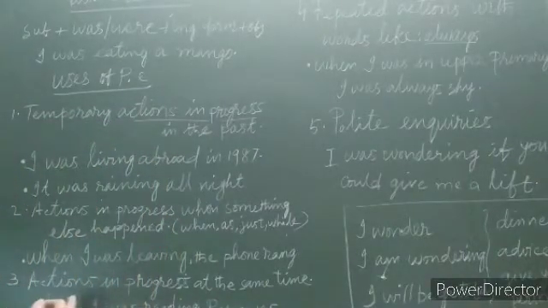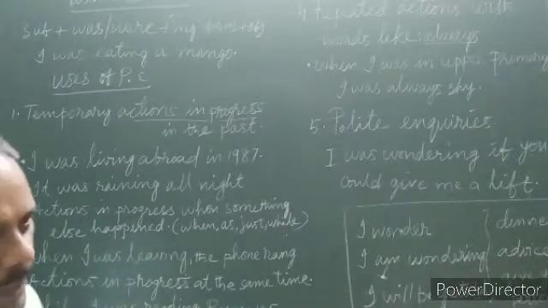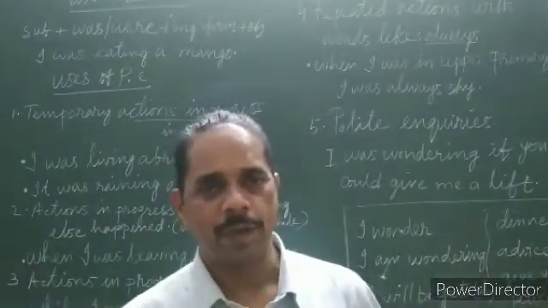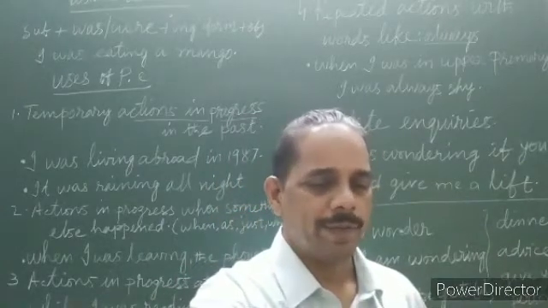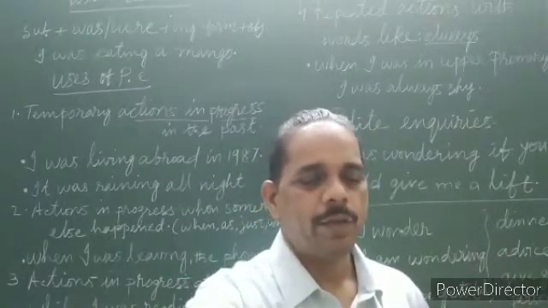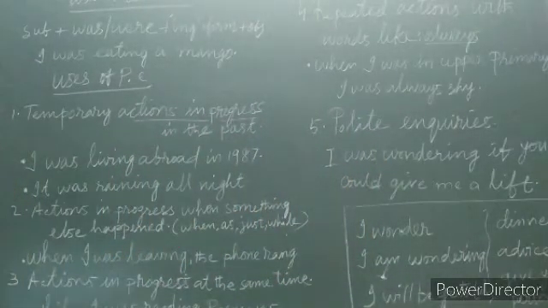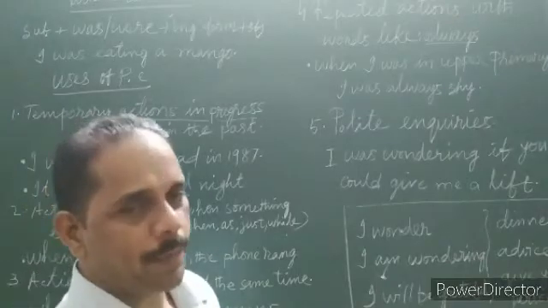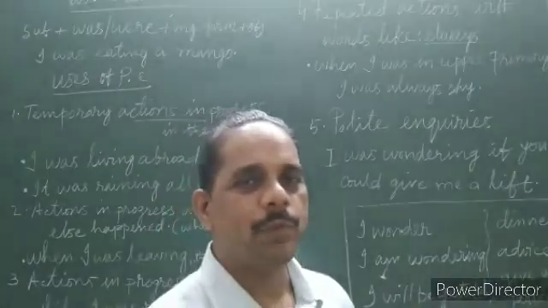The third one is actions in progress at the same time. Here there are clearly two different activities going on, but happening at the same time, what we call simultaneously. Example, while I was reading, Reena was playing piano. I was reading, one activity. Another activity was Reena was playing piano.